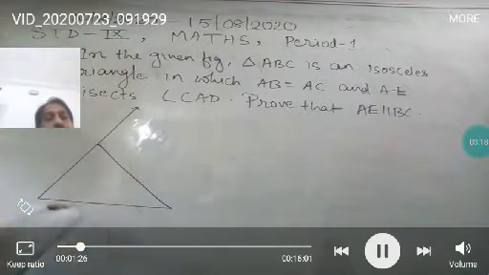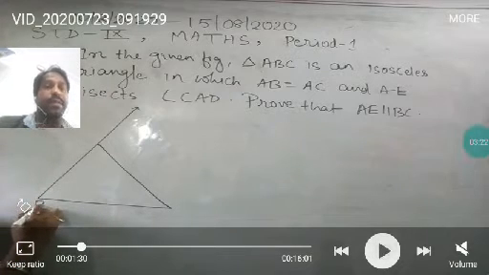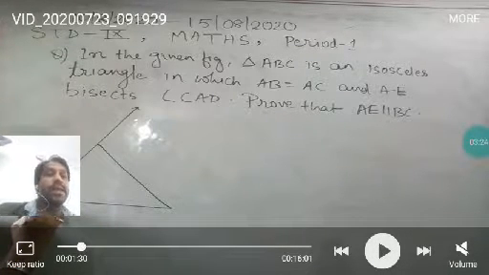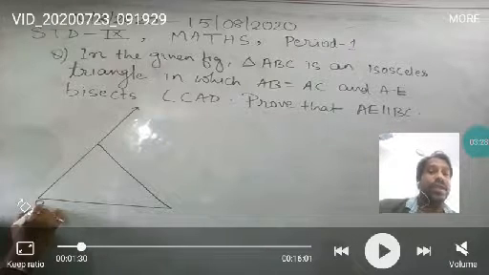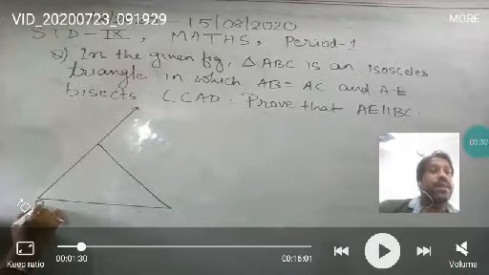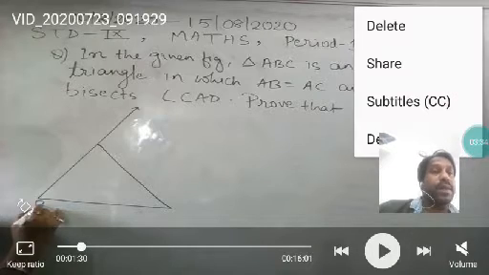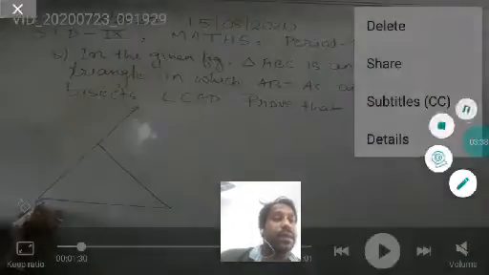See, this is the question I have written here. Let me show you the question. This is one triangle ABC. This is an isosceles triangle, which means two sides will be equal.